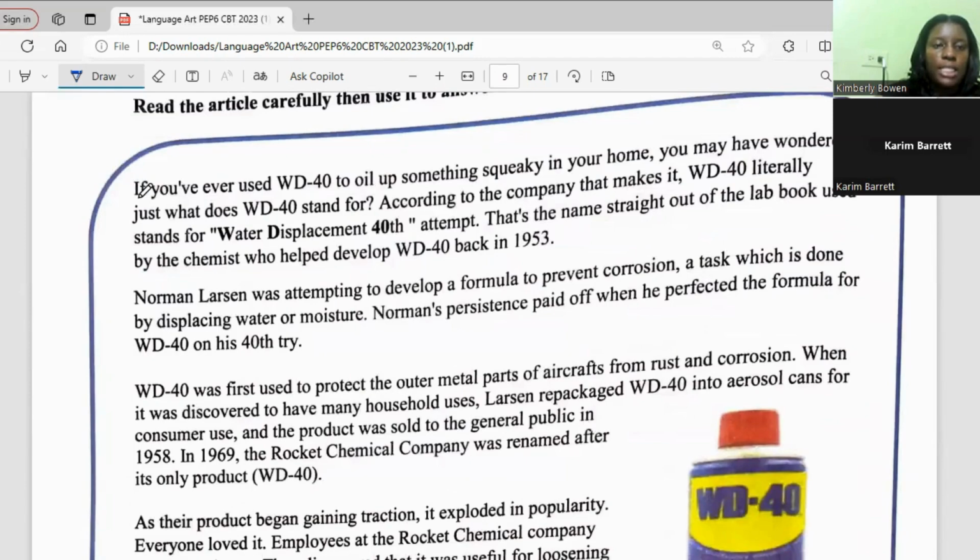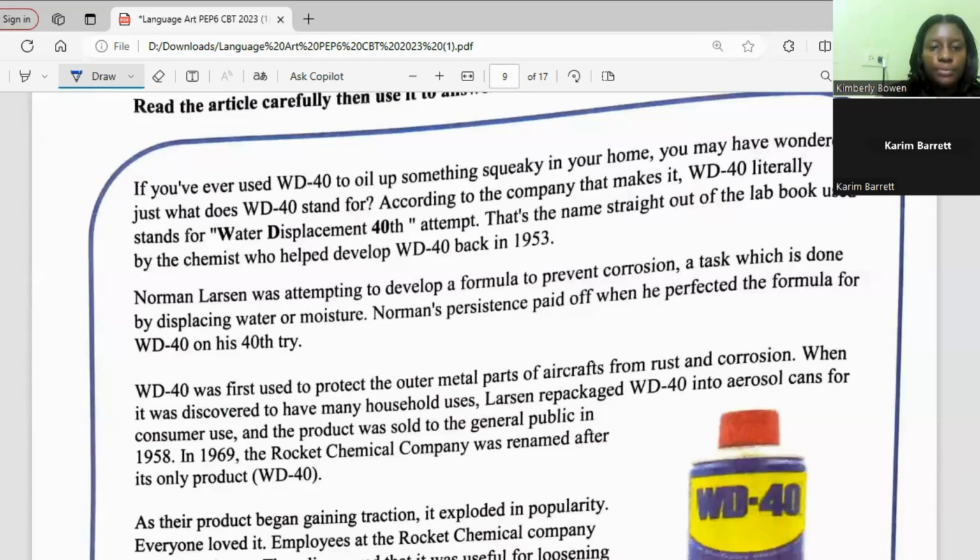All right, let's read the article. If you've ever used WD-40 to oil up something squeaky in your home, you may have wondered just what does WD-40 do. According to the company that makes it, WD-40 literally stands for Water Displacement 40th Attempt. That's the name straight out of the lab book used by the chemist who helped develop WD-40 back in 1953.